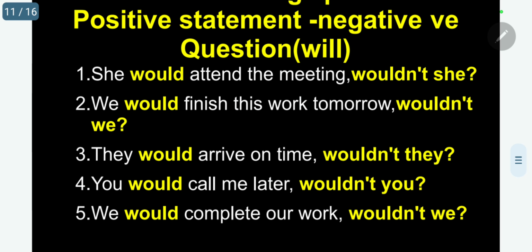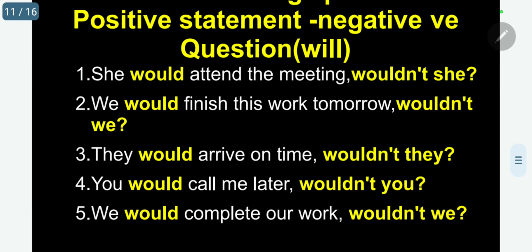So according to my view, will is a real future, would is imaginary future. So whenever, even in past tense, you can use this imaginary would. Say, for example, if I won the lottery, I would have purchased a new car. So in the past tense, I am using would. It's an imaginary.